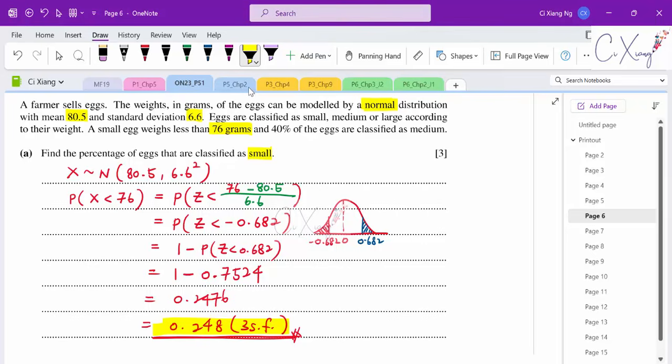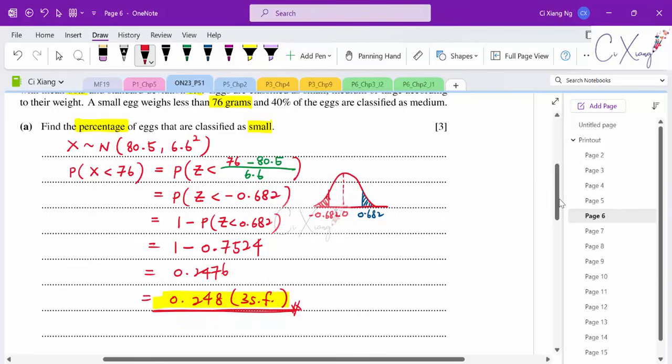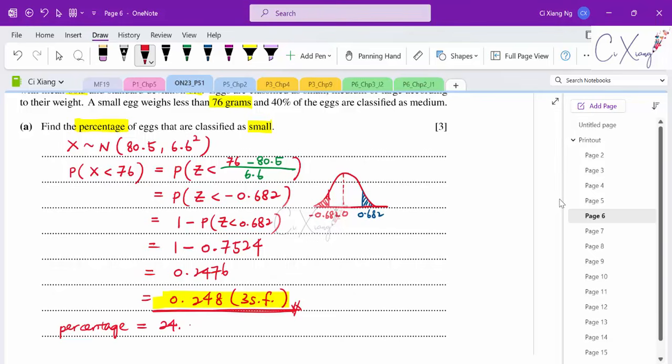And for part A, the number that we found here is the probability. But if you read the question very carefully, they're asking for percentage. So we actually need to change it to percentage. So just one step extra. Please write out the percentage here. It should be equal to 24.8%. Alright, so this is how we solve part A for question number 3.